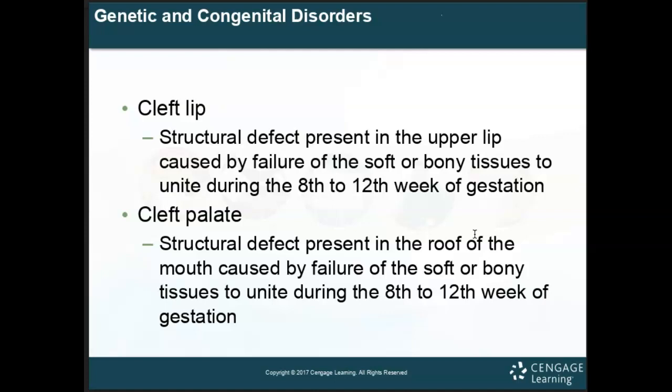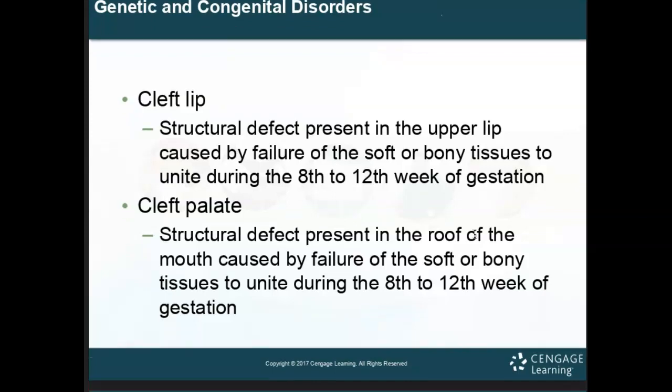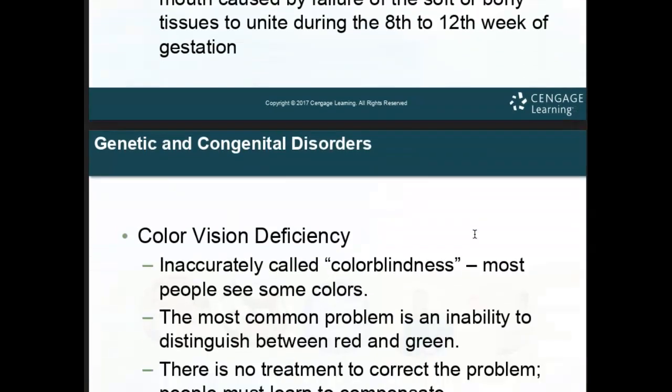So there's the cleft lip, which is a structural defect present in the upper lip caused by failure of the soft or bony tissues to unite during the 8th to 12th week of gestation. The cleft palate is a structural defect present in the roof of the mouth caused by a failure of the soft or bony tissue to unite, again, during the 8th to 12th week of gestation.